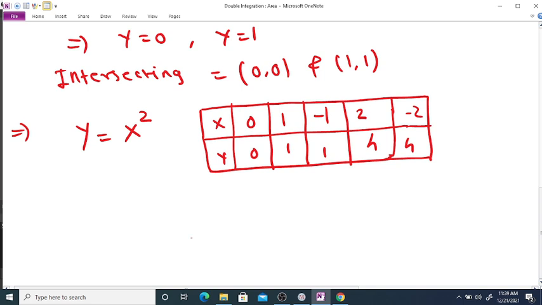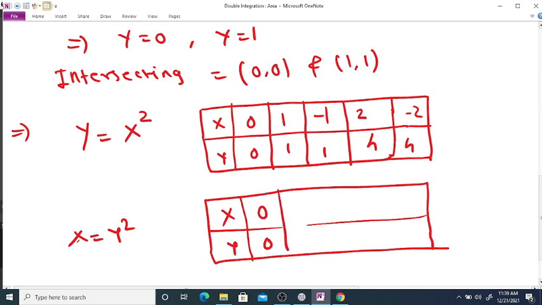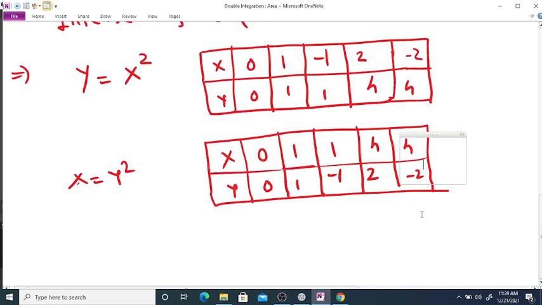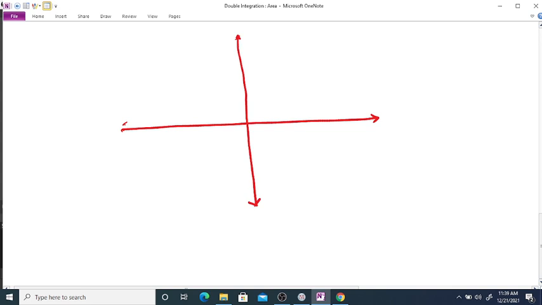Similarly, if we consider x is equal to y square, again this is an equation of a parabola symmetric with respect to the x axis. So if y is 0, x is 0; if y is 1, x is 1; y is minus 1, x is 1; y is 2, then x is 4; if y is minus 2, then x is 4. So by using this information, you can easily identify the closed region bounded by y equal to x square and x is equal to y square.